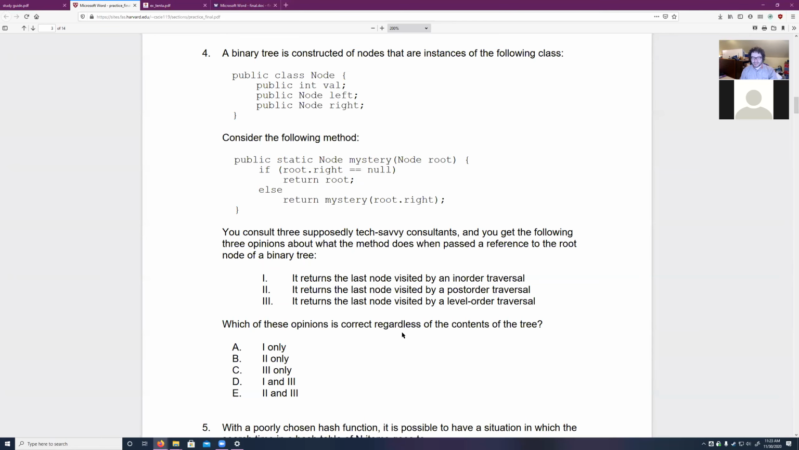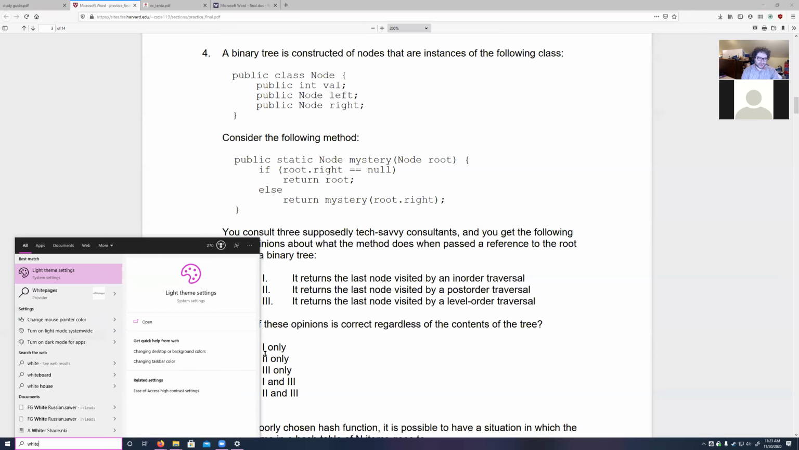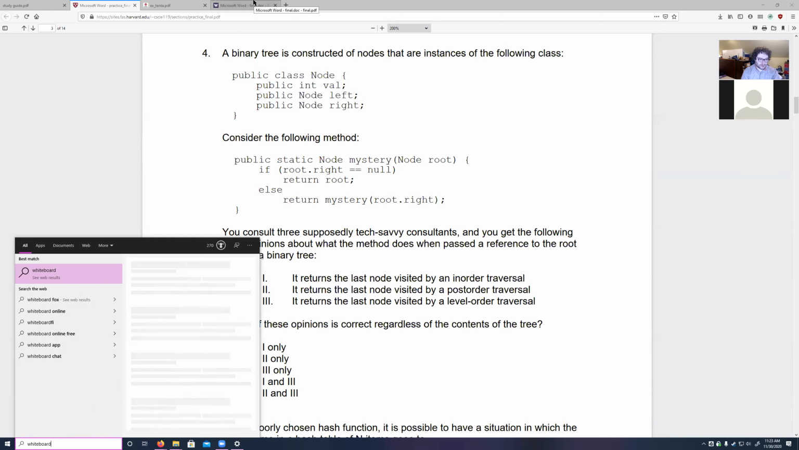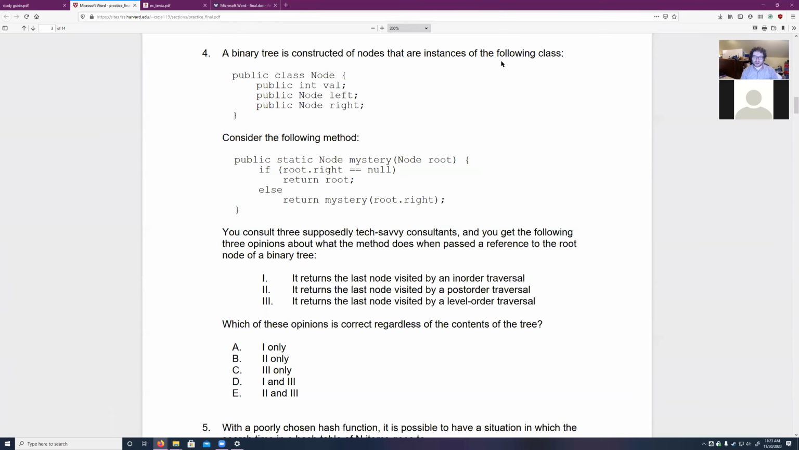So let's go ahead and look at number 1. Number 1 says, I guess I don't have a whiteboard, so I'm just going to have to use over here again.